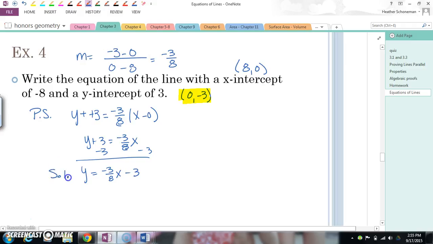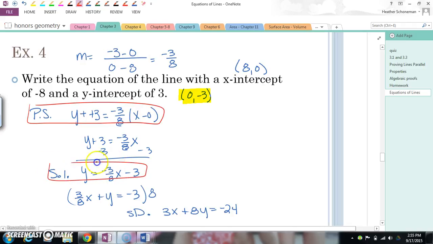That's slope-intercept form. Now we got to move this over, so we get 3/8 x plus y equals -3. Clear the fractions. Multiply everything by 8, so your final standard answer would be 3x plus 8y equals -24. That would be your third one.